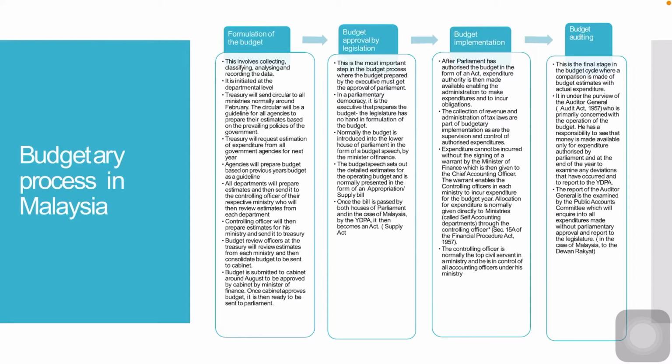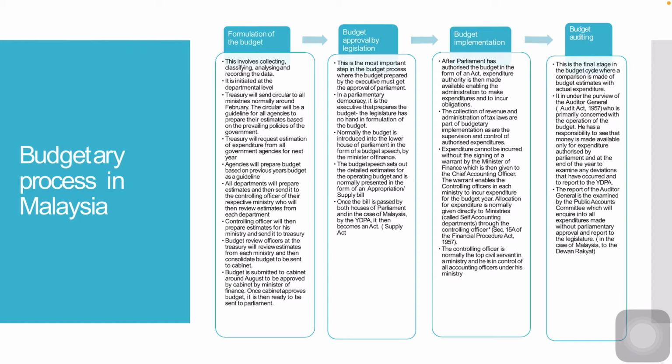Kita nak tengok budgetary process in Malaysia. So ada 4 proses. Kita akan tengok one by one lah. The first process is formulation of the budget. So it involves collecting, classifying, analyzing and recording the data. It is being initiated at the department level.